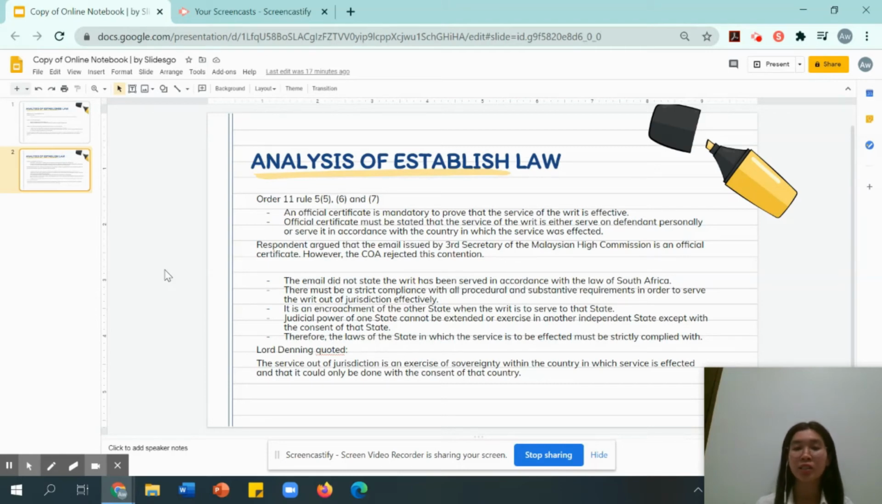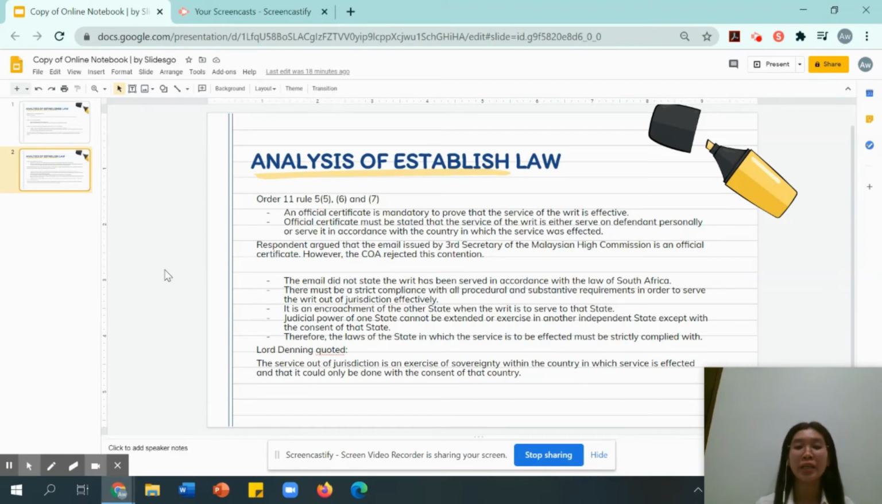It was clearly stated under Order 11, Rule 5, Sub-Rule 5, Sub-Rule 6, and Sub-Rule 7. So in this case, the respondent argued that the email issued by the Third Secretary of the Malaysian High Commission was an official certificate. However, the Court of Appeal rejected these contentions. This will be further explained by Long Xiang later.